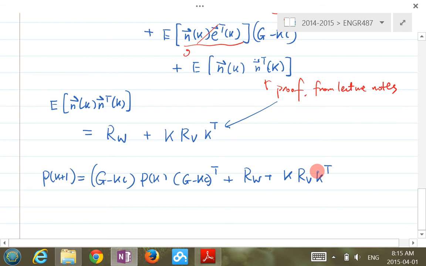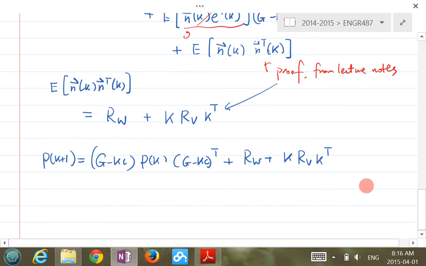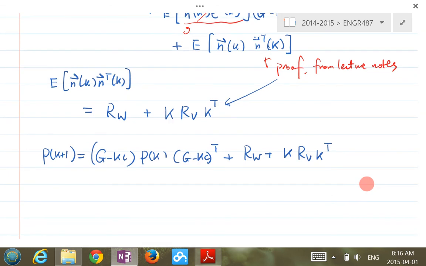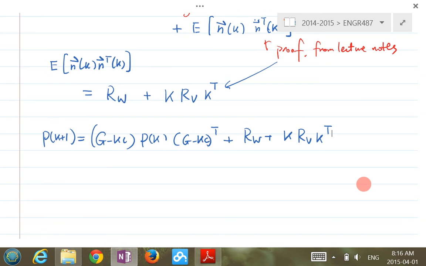So your error covariance matrix is what we're trying to minimize, and we derived that our error covariance matrix is this. Now, this very much looks like the Kalman filter recurrent equation. But it's not exactly the same thing. But this is basically a difference equation for P of K, right? A difference equation.